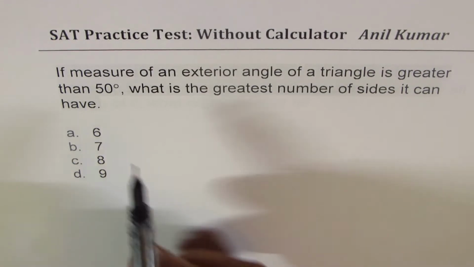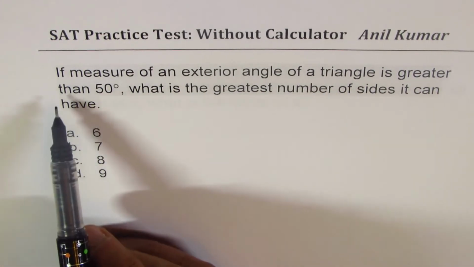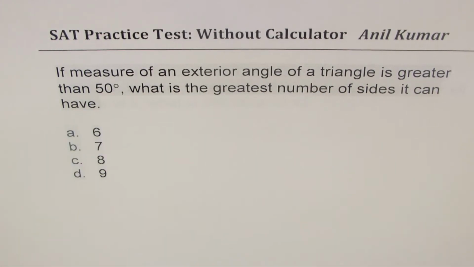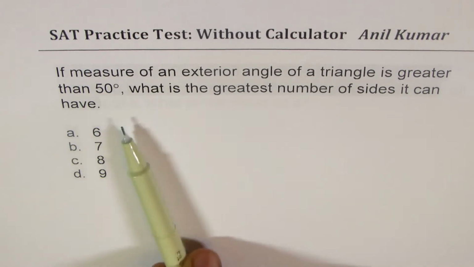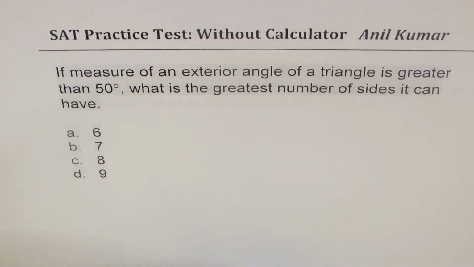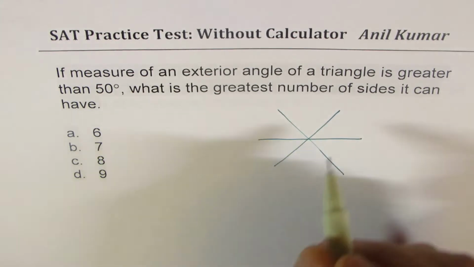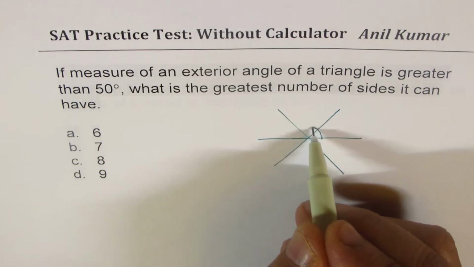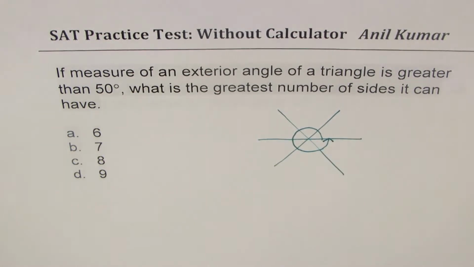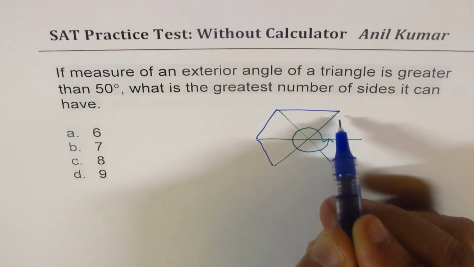It says, if the measure of an exterior angle of a triangle is greater than 50 degrees, what is the greatest number of sides it can have? Exterior angle we're talking about, right? So for any number of sides, the exterior angle sum will always be 360. That is very important to understand. Do you see that? So what I'm trying to say here is that if I make a shape here, let us say, let me connect it.